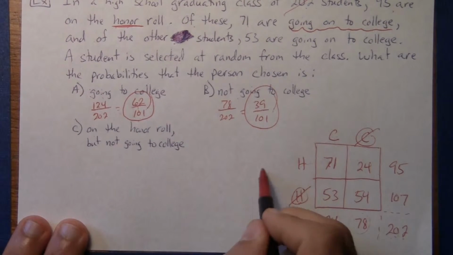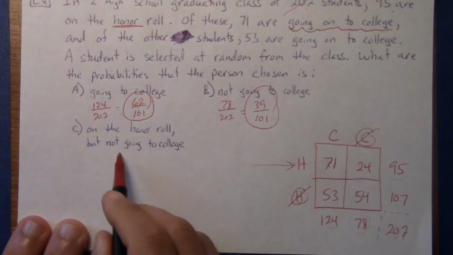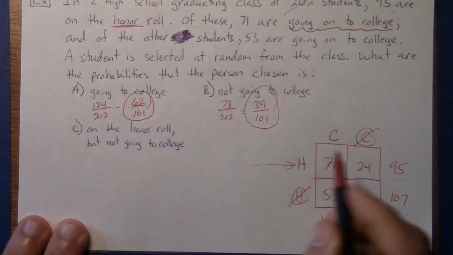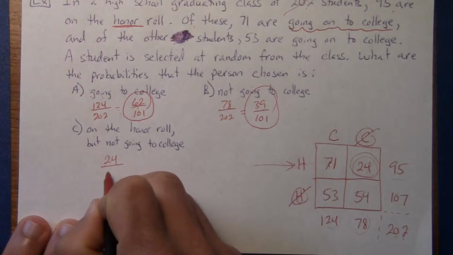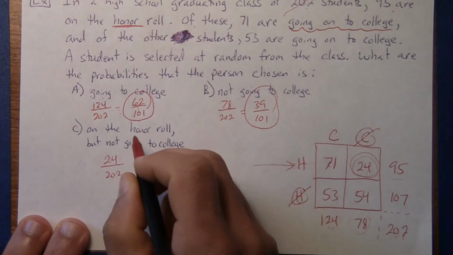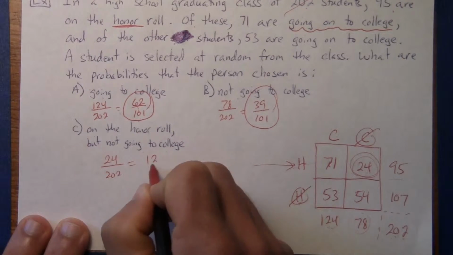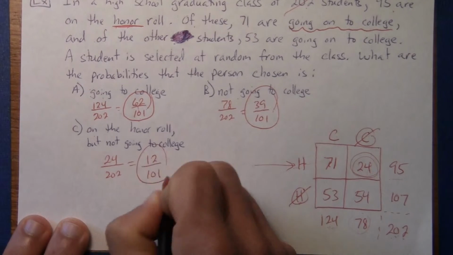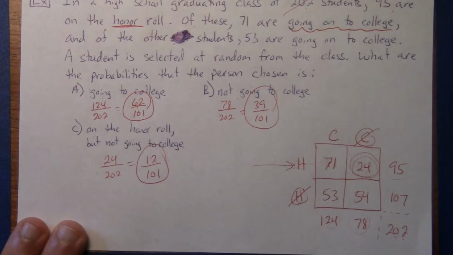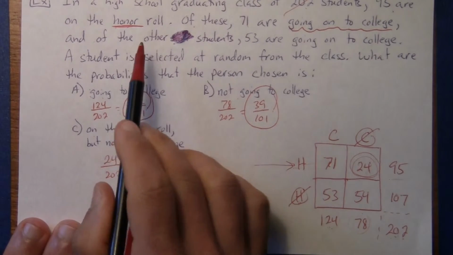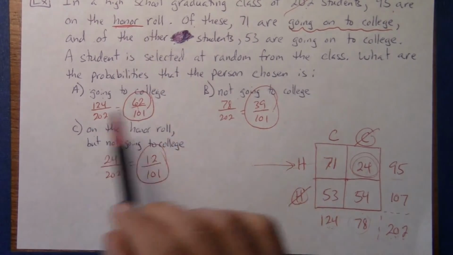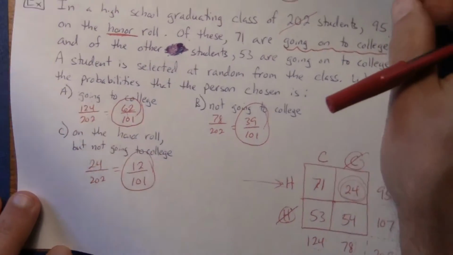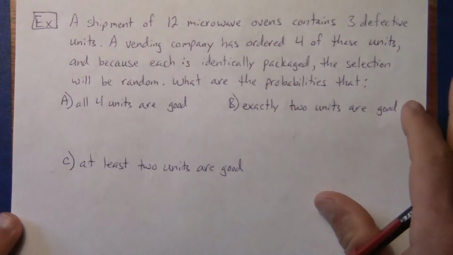Alright, the number of kids that are on the honor roll, total of those are 95, but they are not going to college. Honor roll, not going to college, that would be 24 out of the total of 202. And again, divide both by 2, I can see they're both even, that's 12 out of 101. And there's my probability. So Punnett squares, like we did last year, is a nice thing, and all you have to do is recognize they're giving you 2 sets of information. Honor roll, not honor roll, college, no college.